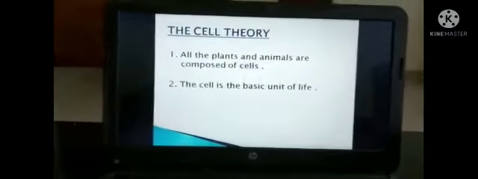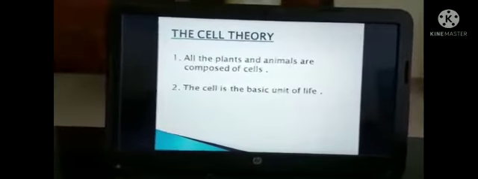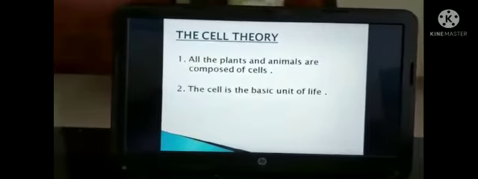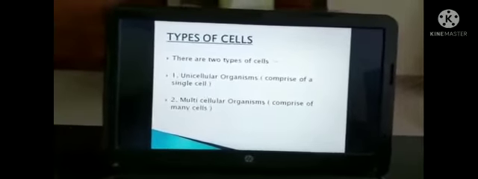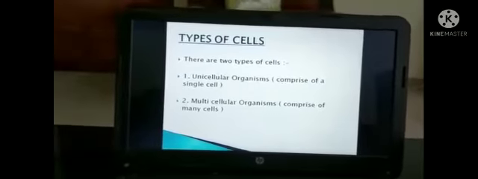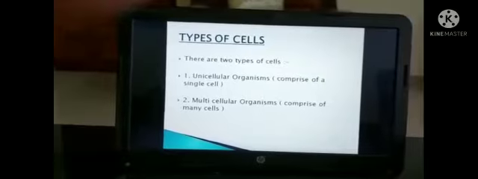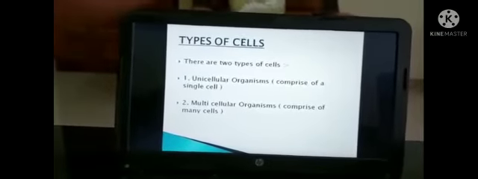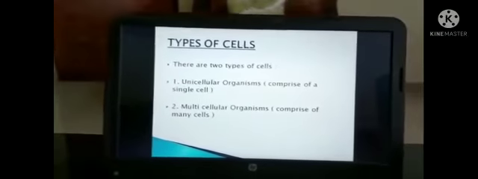Now this is the cell theory. First, all the plants and animals are composed of cells. Second, the cell is the basic unit of life. So types of cells. There are two types of cells, unicellular and multicellular. Unicellular organisms are those which comprise a single cell, and multicellular organisms are those which comprise many cells.